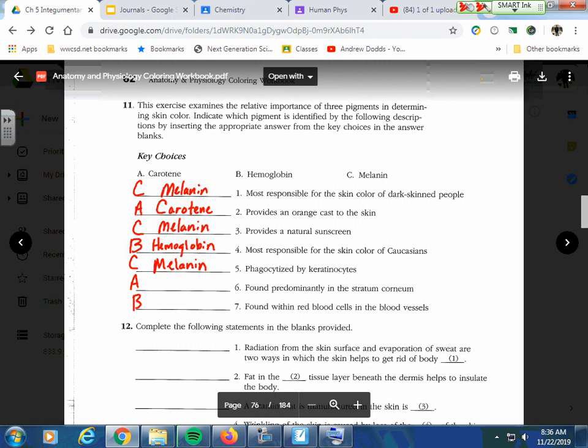Number 6, found predominantly in the stratum corneum, is the pigment keratin, whereas melanin is deeper. If you remember that, the melanocytes are actually in the stratum germinativum. That's where the melanin is being produced. I believe that's a quiz question. Number 7, found within red blood cells, hemoglobin again. Okay.